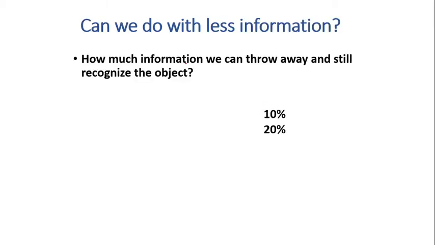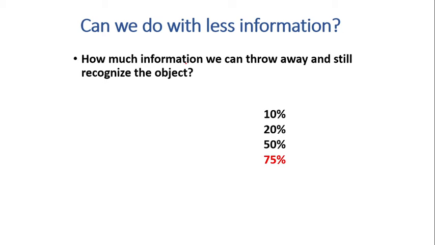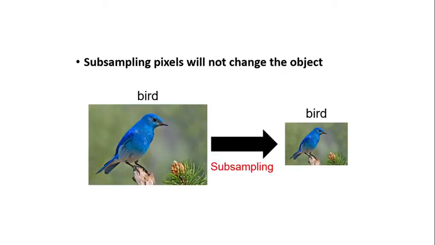So let's think how much information we can throw. Someone says 10%, someone says 20%, someone says 30%, but actually we can throw even more. Suppose you are throwing 75% of the data from this image, then it will look like this. Now you can ask what is the difference between them? They look the same. So yes, this particular technique is known as subsampling.